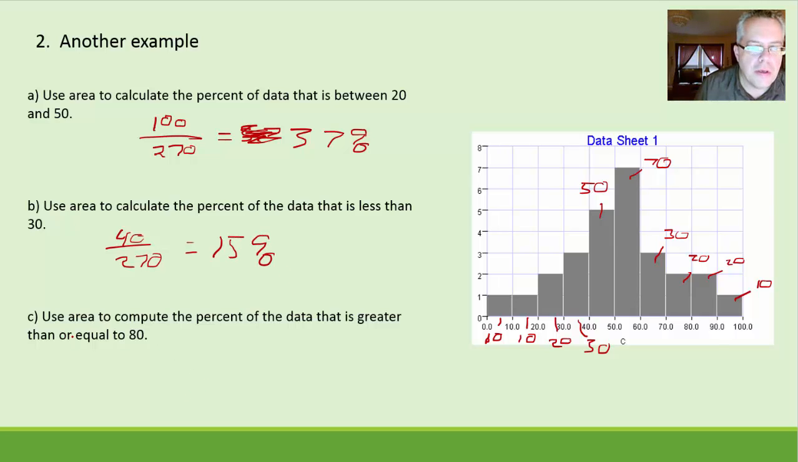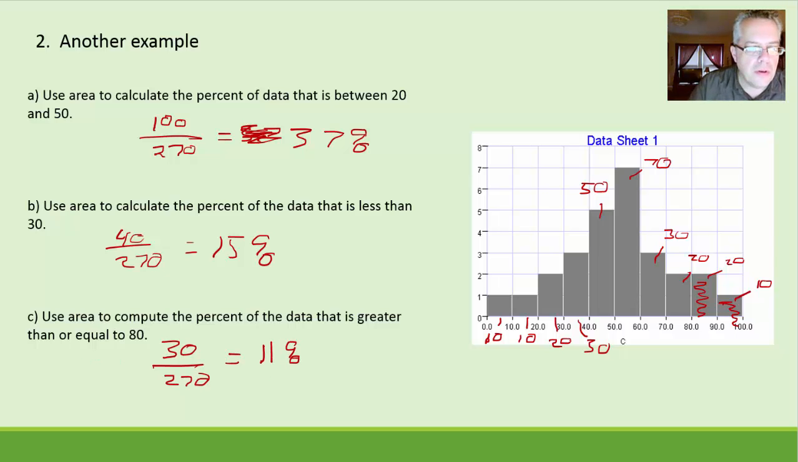Okay, last one. Use the area to compute the percent of the data that is greater than or equal to 80. So that would be these 2 bars over here. Their area is 30 out of the total area. And those 2 bars represent 11% of the area. So 11% of the data is there.